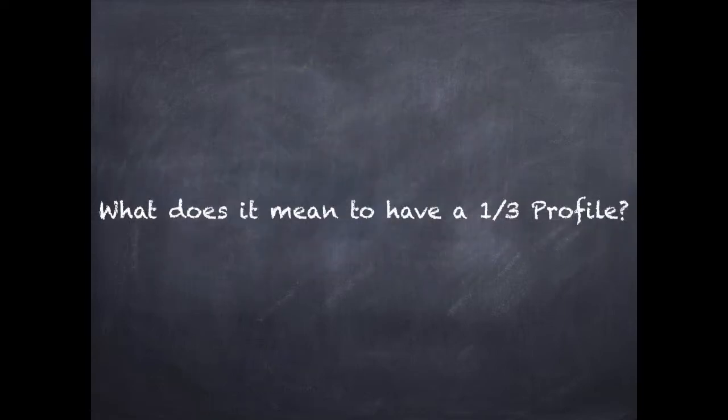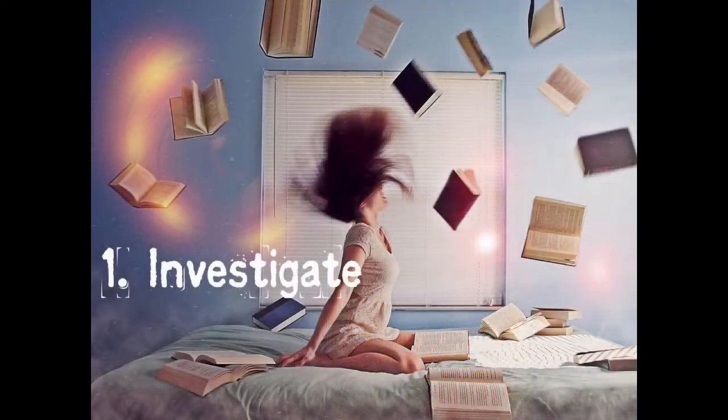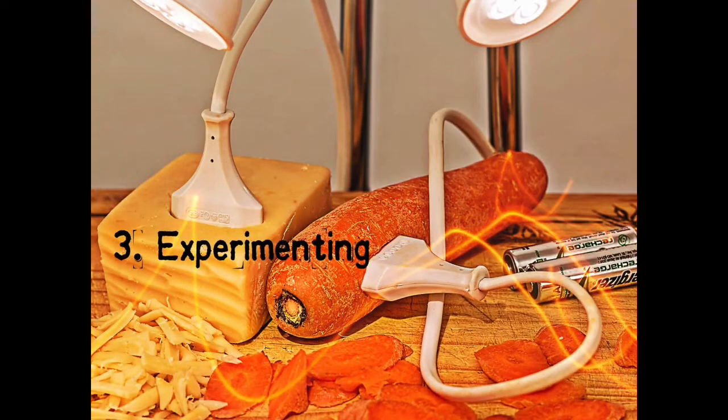So what does it mean to have a 1-3 profile, and how does it affect your character? Profile 1-3 is made up of the lines of the investigator and also the martyr, also called the experimenter. When someone has the first line in their profile, that means that they are data driven and they like to investigate. And when it's combined with the line 3, they will take all the data and information that they've built up, and then they'll start to experiment to see what works and what doesn't work.